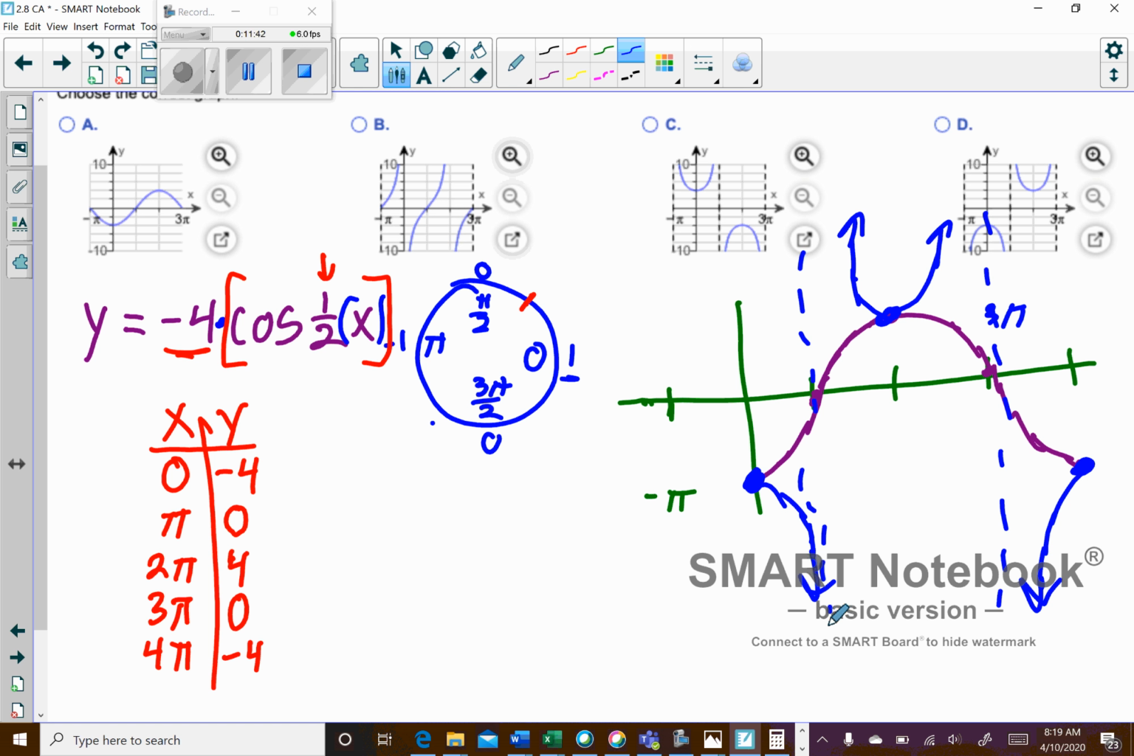Okay, so if I were to continue this pattern out, you would see that this would actually go like this with this asymptote right here. And so we can see that this one matches up with D. So if I were you, I would go ahead and answer this one and then do a similar example just to get some extra practice, because these are a little tricky.